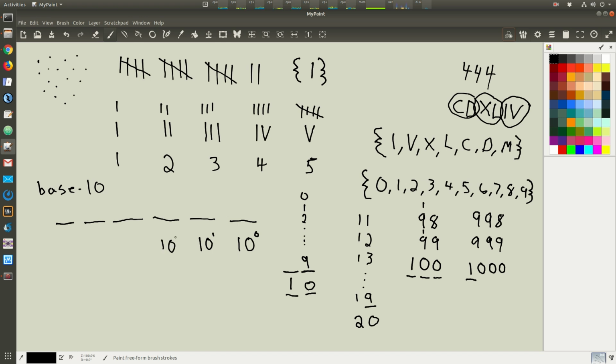This is 10 to the second power. This is 10 to the third power. This is 10 to the fourth power. And 10 to the fifth power. We're not used to thinking of the places like this, but that's actually what's happening. So this is the ones place. This is the tens place. This is the 100s place. This is the 1000s place. And this is the 10,000s place. And this is the 100,000s place.